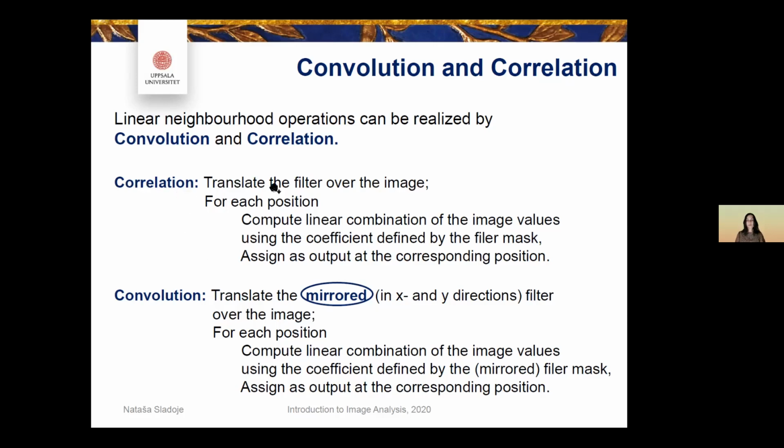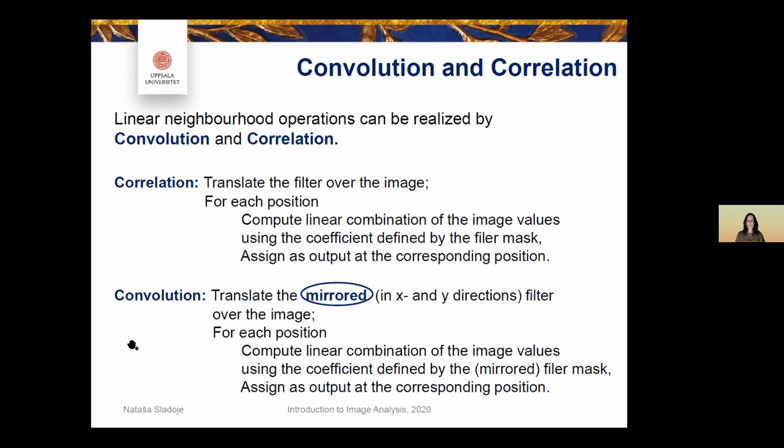It says, translate the filter over the image. Okay, that's what we were doing. For each position, compute a linear combination of the image values using the coefficients defined by the filter mask. Linear combination would then include multiplication with a scalar defined by the mask and subsequent summation, assigned as output at the corresponding position. So that is exactly what we were doing so far. Okay, so we can say that all our filtering so far was done by correlation.